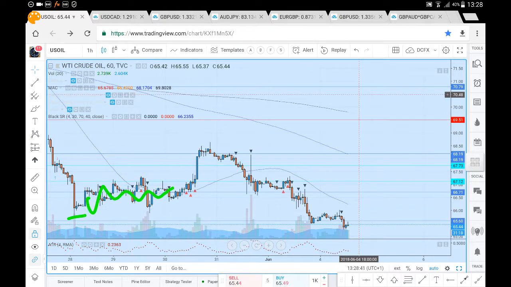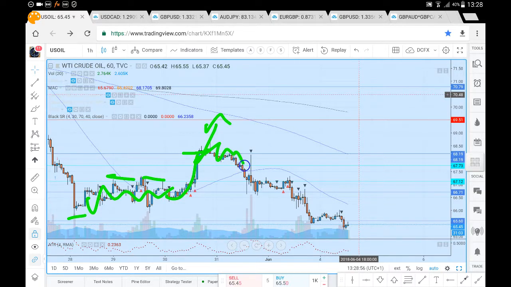oscillations around 66.71. We've also had a few tests of the 67.12. We briefly broke above those levels, so traded all the way up towards our 68.19. We weren't able to break away from the 68.19 and start to head up towards our 69.51.